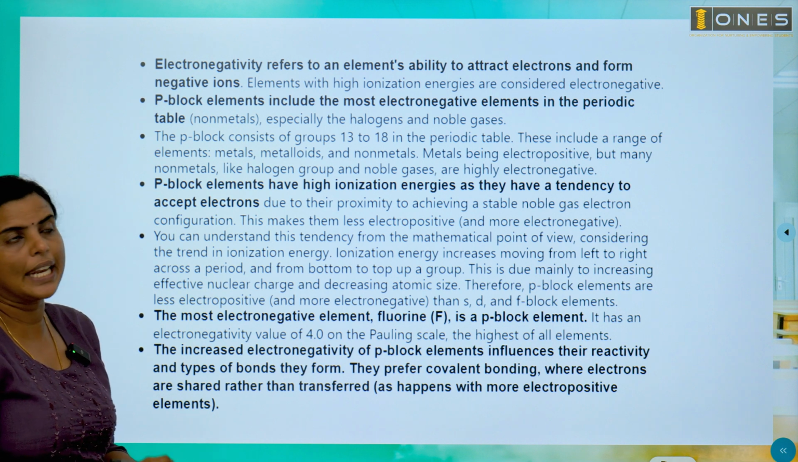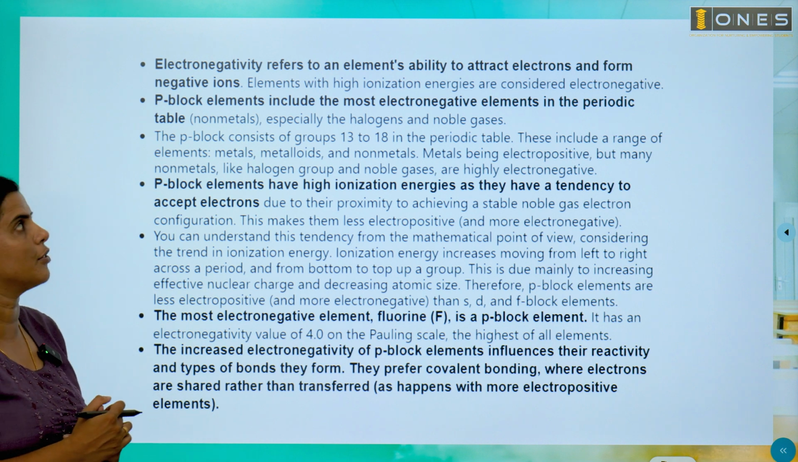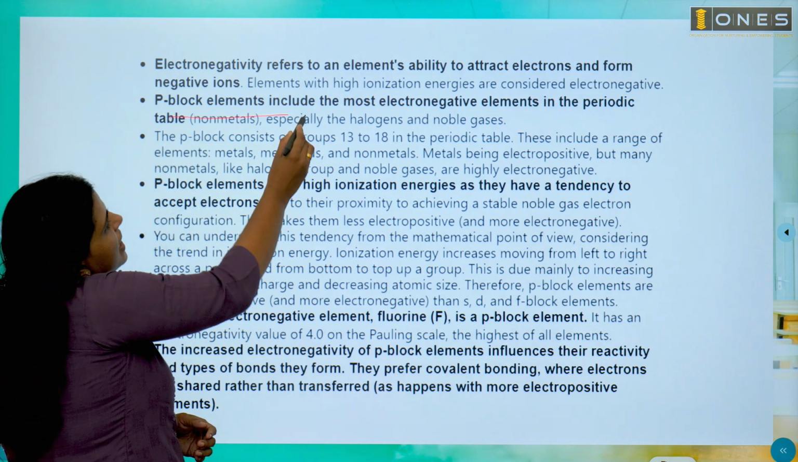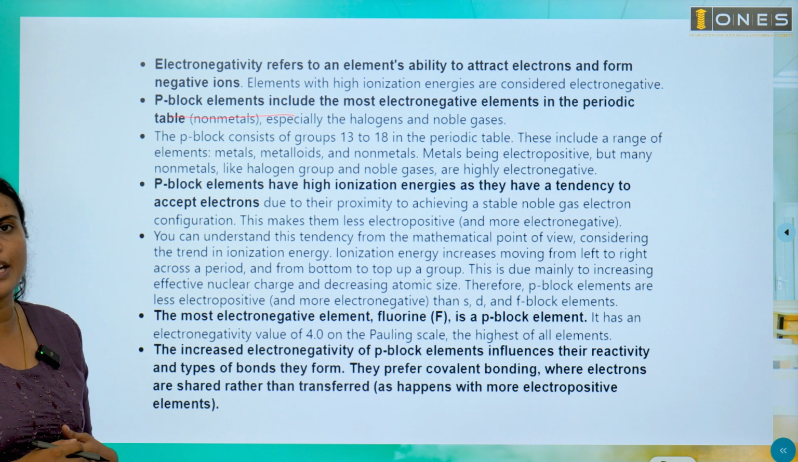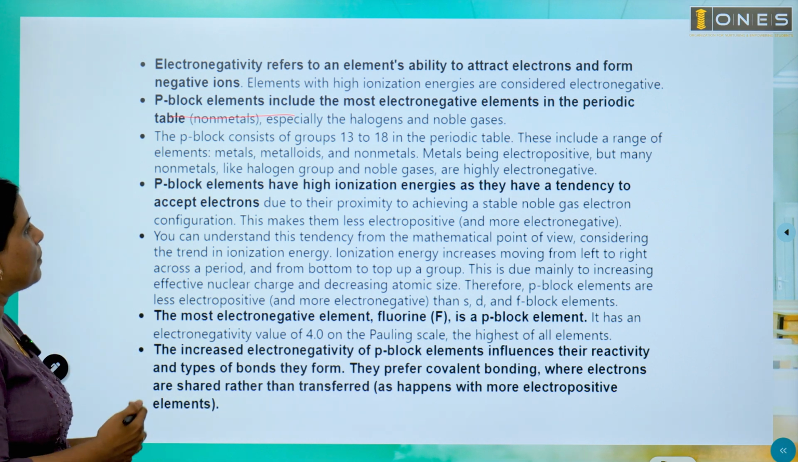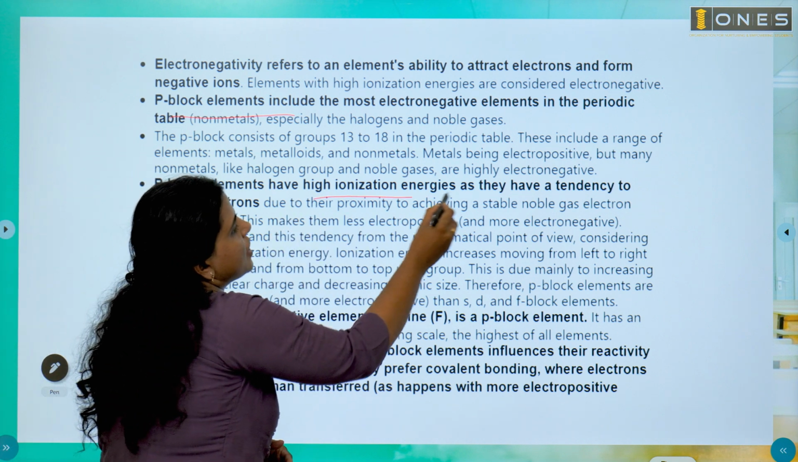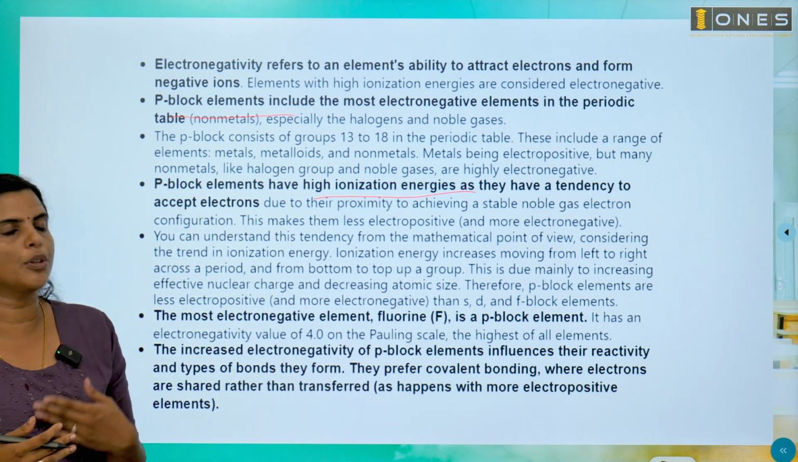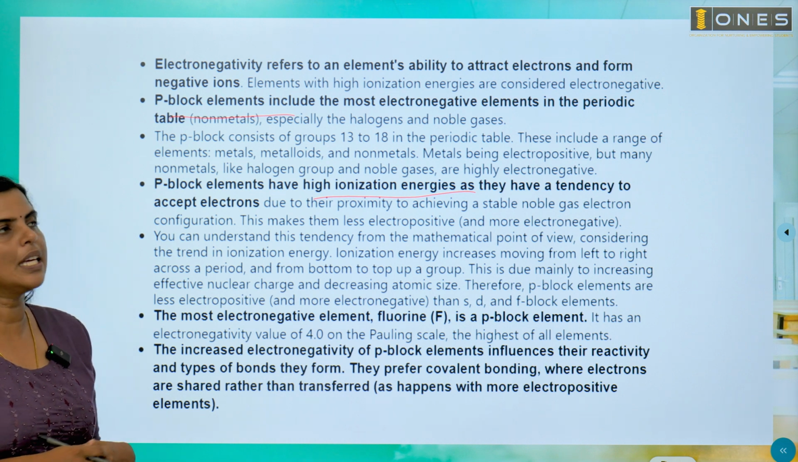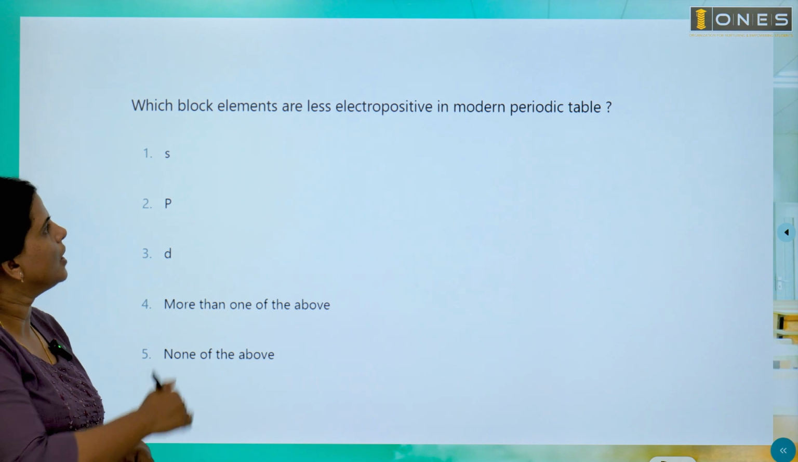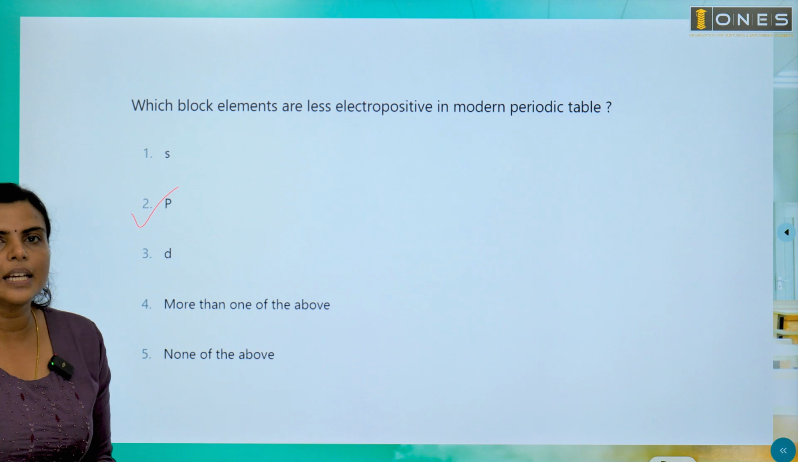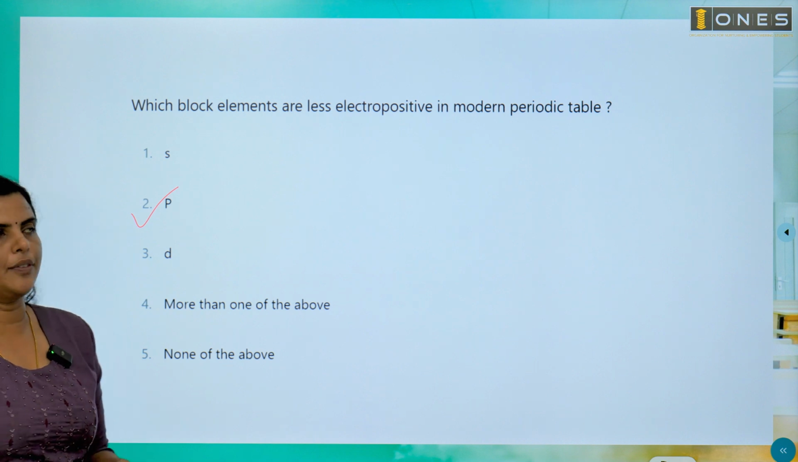Electronegativity refers to an element's ability to attract electrons and form negative ions. P block elements are the most electronegative elements. The most electronegative element is chlorine. And P block elements have high ionization energies. As electronegativity increases, ionization energy increases. So the most electronegative elements are the less electropositive elements. So the answer for this question is option 2, P block elements are less electropositive elements.